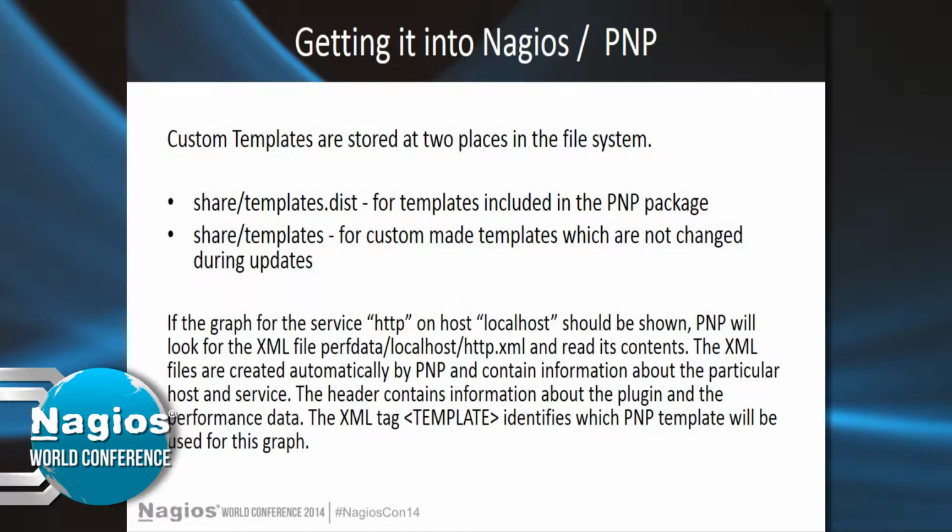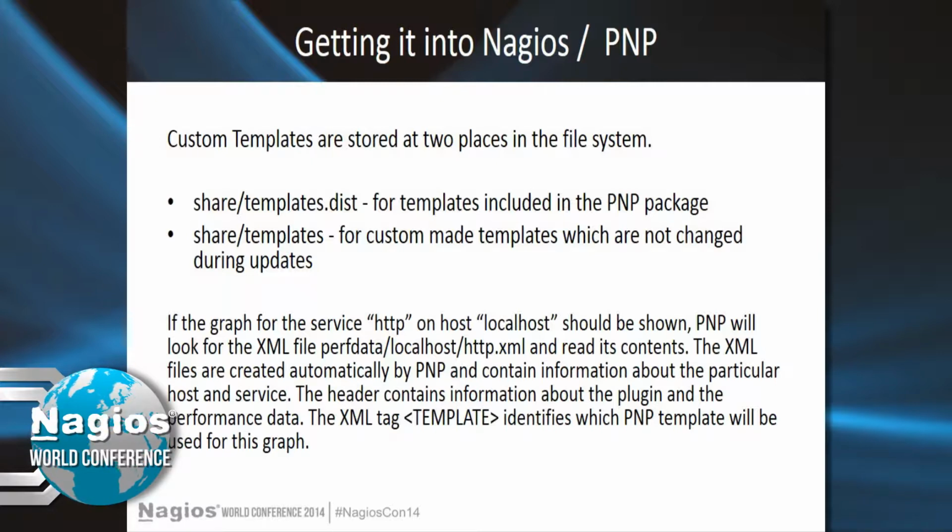And the way it works, it basically says if you have a service called HTTP and the host name is localhost, it's going to look, not in the templates directory, it's going to go look in the perfdata directory, which is also in share under Nagios. And this is like the metadata for your check. It says, hey, what the min was, what the max is for the check, what template it's going to use, what check generated this.